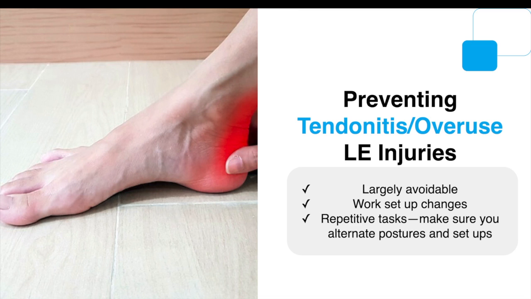Preventing tendonitis and overuse lower extremity injuries involves very simple recommendations that are very effective. If you work a job with lots of repetitive motion tasks, you are at risk for lower extremity tendonitis injuries. If you have one of these repetitive tasks, you must first try to make changes to the setup of the task and make it more optimal for your body. Along with this, try varying your posture and positioning throughout the day.